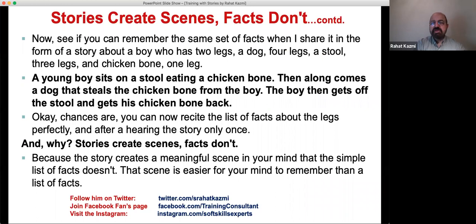If I tell you the same story Facilitator just told me, I'm sure you can remember who it was. Basically, the story is about a boy. Of course, the boy has 2 legs. He's sitting on a stool which has 3 legs, and eating a chicken bone leg. And a 4-legged dog comes and takes the chicken bone leg from him. And the boy gets up from the 3-legged stool, gets up, takes the leg back.